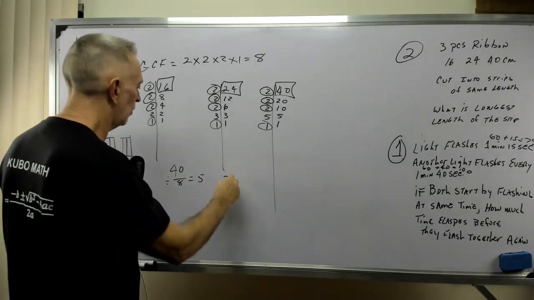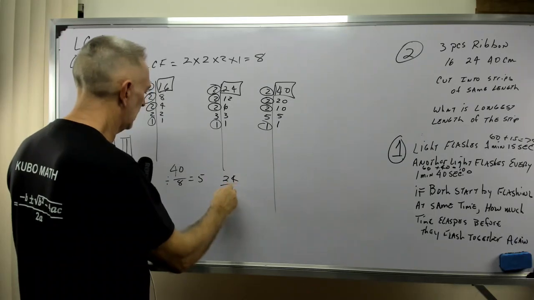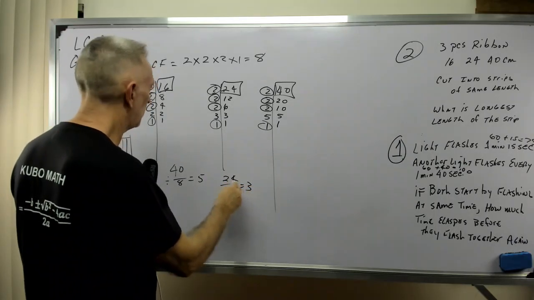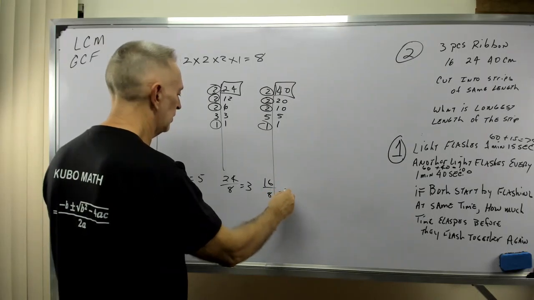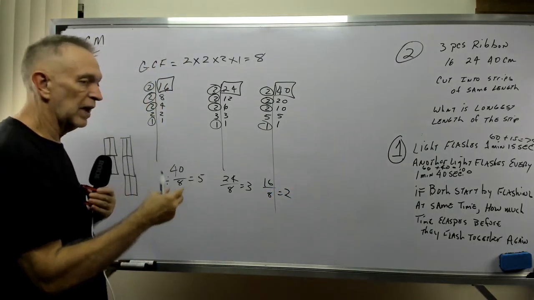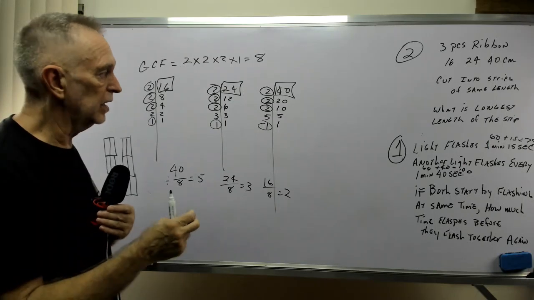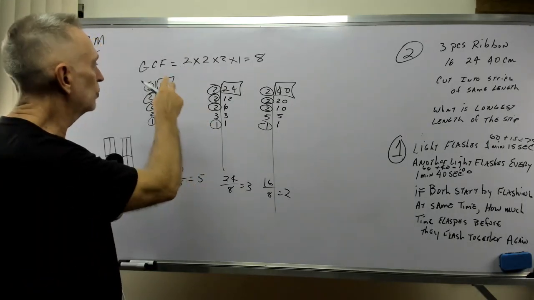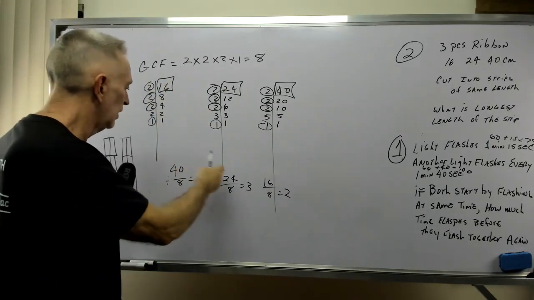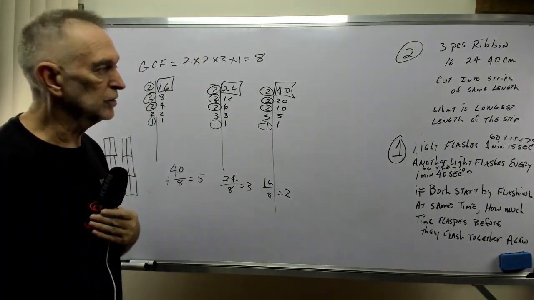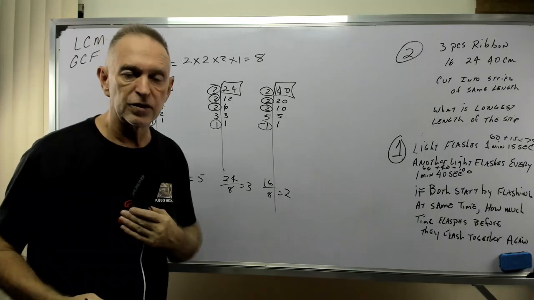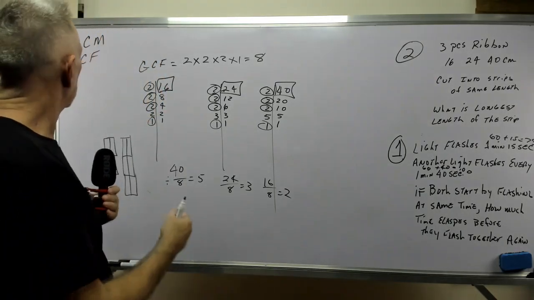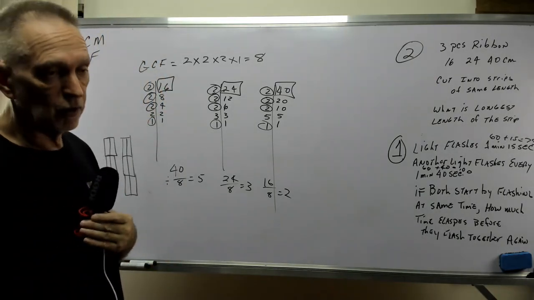The 40 piece divided by 8 would give me 5 pieces. The 24 divided by 8 would give me 3 pieces. The 16 divided by 8 would give me 2 pieces. But I'll have nothing left over in any of them because I solved for the greatest common factor between those 3 pieces. And that would be how you utilize greatest common factor and least common multiple.